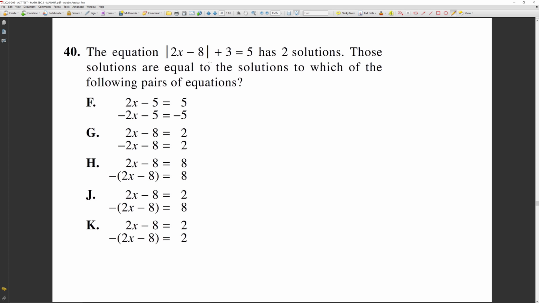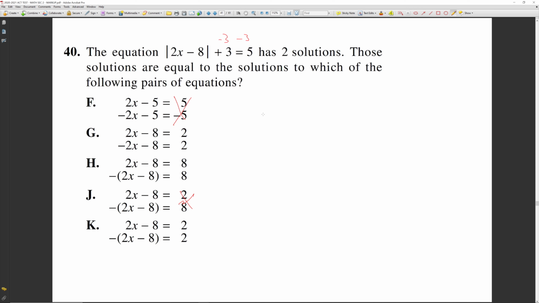Number 40. The equation absolute value of 2x minus 8, plus 3, equals 5 has 2 solutions. Those solutions are equal to the solutions to which of the following pairs of equations? If you notice, the answers have to be the same, so that makes this one out, right? I have 2, 8, and 2, 8, so this is out. So I'm left with these here. So what do I have?